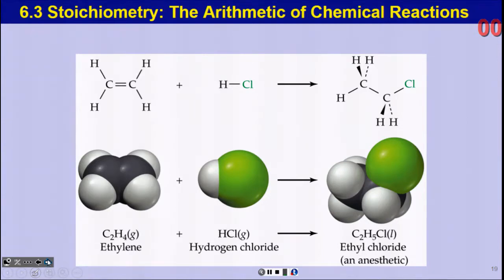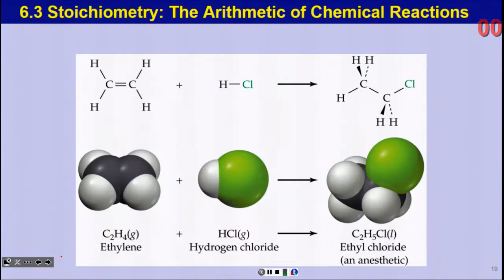This one is called ethylene, this funny compound of 2 carbons and 4 hydrogens. It reacts with something we call hydrogen chloride, yes, HCl gas, and it makes something that's known as ethyl chloride, used as a topical anesthetic in various ways. You could draw the structures of all those compounds, but that's not the point right now.